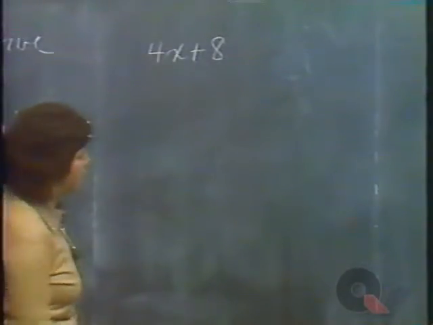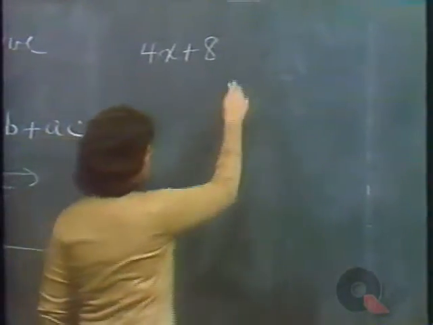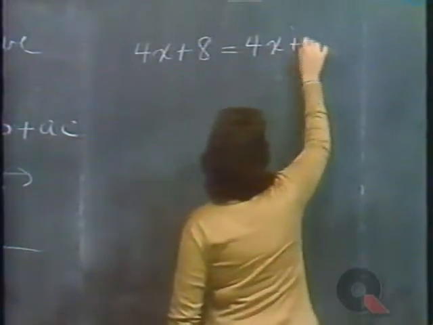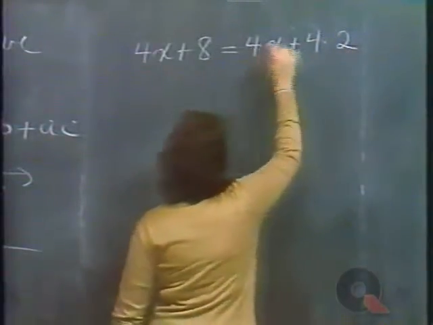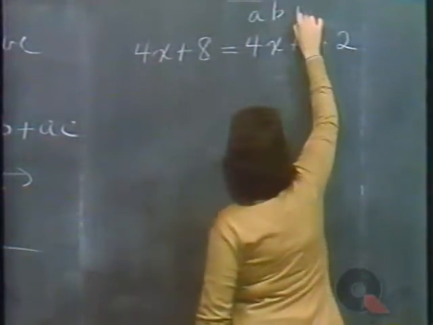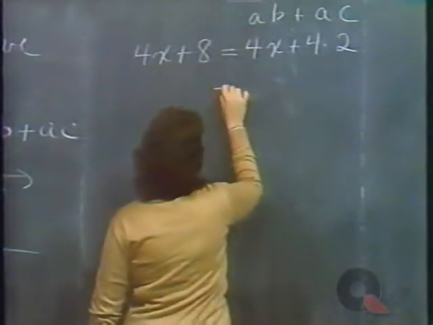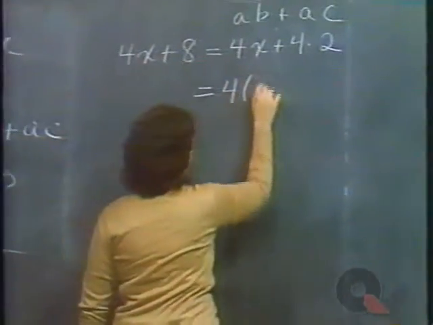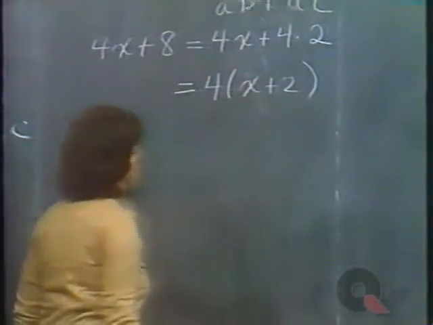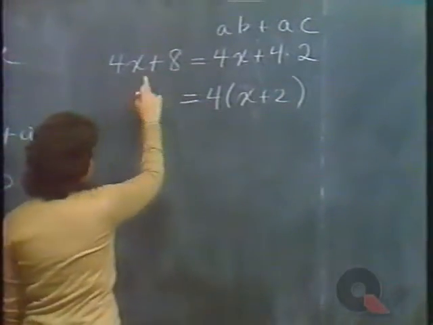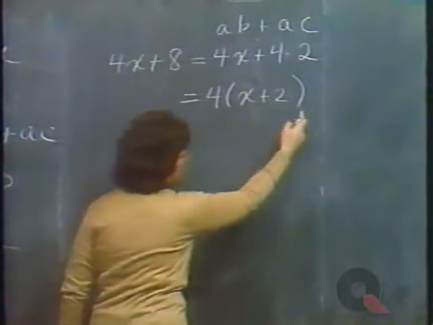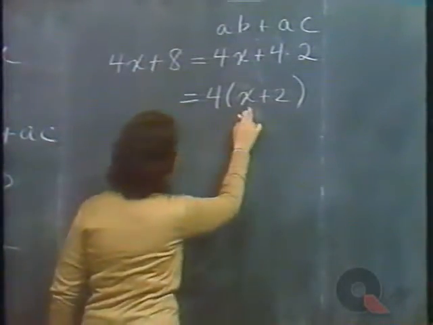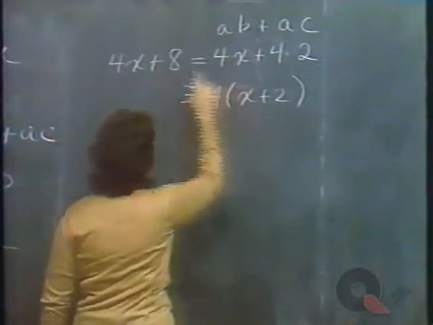The idea is to think of this as AB plus AC. In other words, this is, say, 4 times x plus 4 times 2. We have now written it in the form AB plus AC. We can then factor out the A, or factor out the 4, and we will be left with x plus 2 in the parentheses. That is, 4x plus 8 is 4 times (x plus 2). And we can check this by the distributive law: 4 times x, 4x, plus 4 times 2, 8.